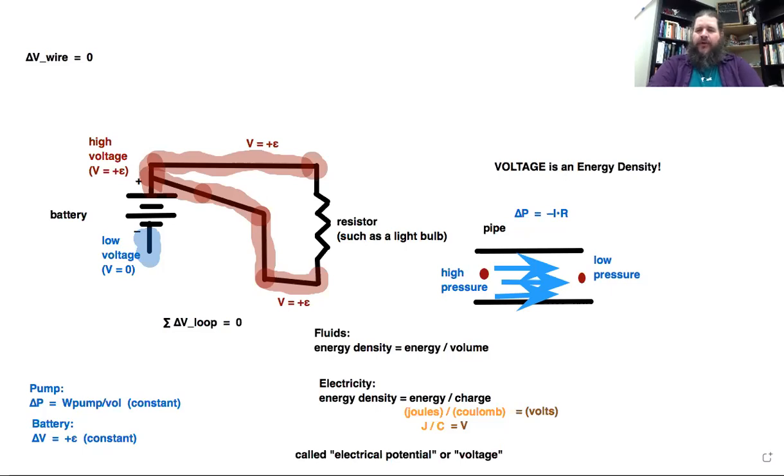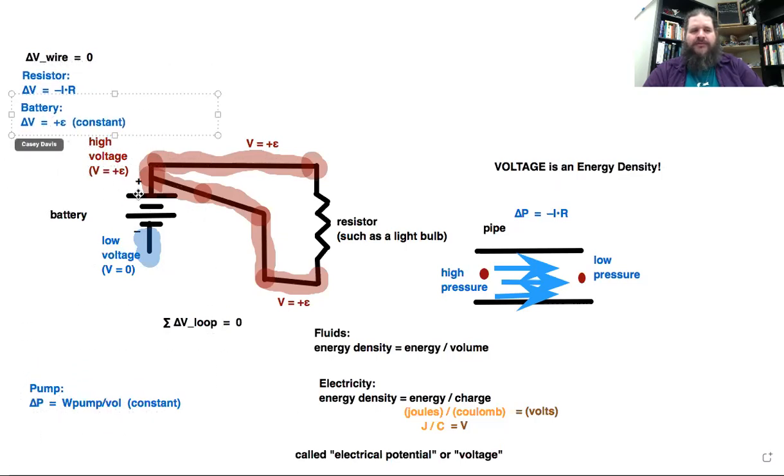instead of pressure, we have voltage. Instead of fluid current, we have electrical current, but it's still written as I. Instead of fluid resistance of the pipe, we have electrical resistance of that resistor, but it's still written as R. So for any resistor, that's going to be the delta voltage, as opposed to a battery, which has a constant delta voltage, or a wire, which has no delta voltage.